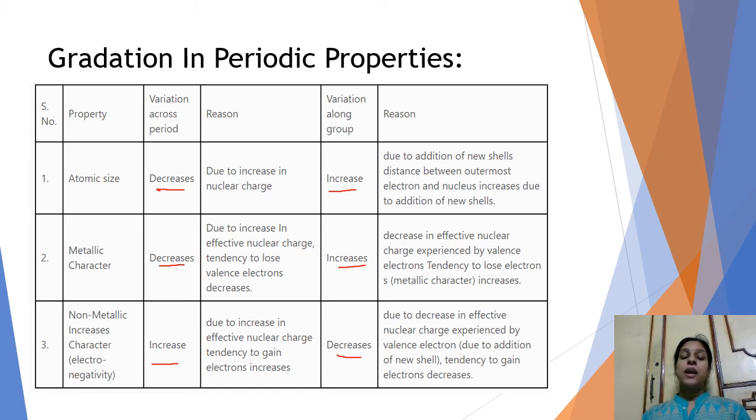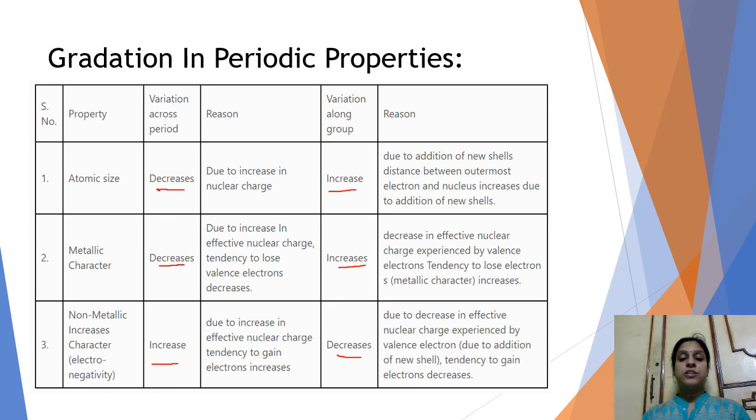Last but not the least, very important, non-metallic character. Non-metallic character comes when an atom of an element is ready to accept electrons, gain electrons, and becomes electronegative in nature, or carries a negative charge on it. So it increases across a period, whereas it decreases along a group. So with this, hopefully it must be clear to you.